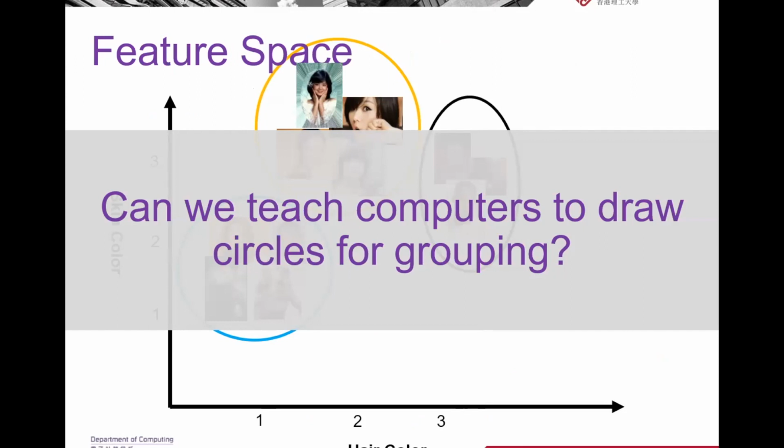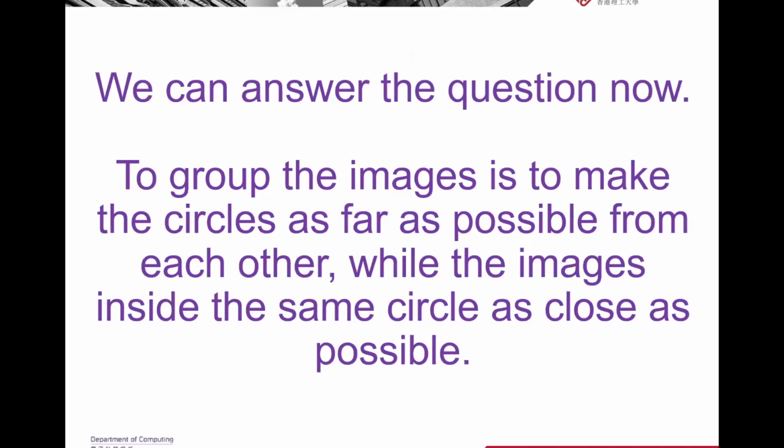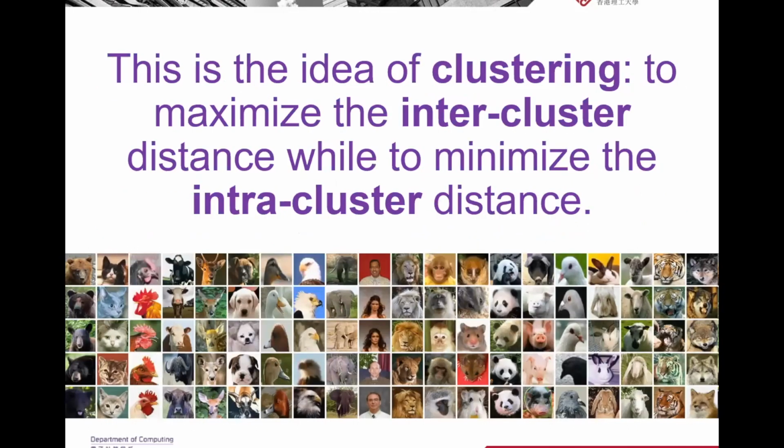And the next thing is how the computer can draw some circles to group the images, right? We can answer that question today. Think about that feature space. To draw those circles, you have to make the images inside the same circle similar to each other. The images from different circles should be different from each other, right? So that's the idea.